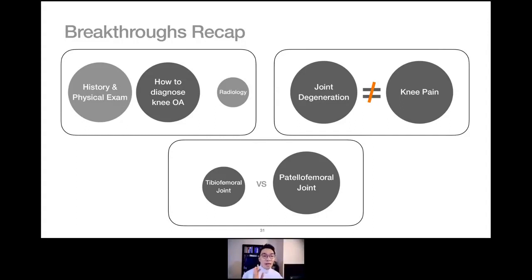In terms of diagnosis of knee OA, I want to stress that knee OA should be diagnosed based on the clinical signs and the radiology, but we have to focus on the history and physical examination because it's usually underestimated. And the second breakthrough was that knee joint degeneration is not necessarily associated with knee pain. And the third fact I want to stress is that not only the tibiofemoral joint, but also the patellofemoral joint is important, or somewhat more important than the tibiofemoral joint, and we can control that by acupuncture.